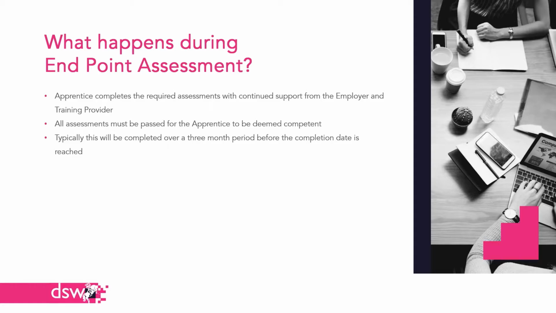What happens during endpoint assessment? Once the apprentice has met the Gateway criteria, DSW, in conjunction with the apprenticeship training provider, employer and apprentice, will schedule dates for each assessment to take place. It should typically take no more than 3 months to complete this final assessment. The apprentice completes the assessments detailed in the assessment plan.